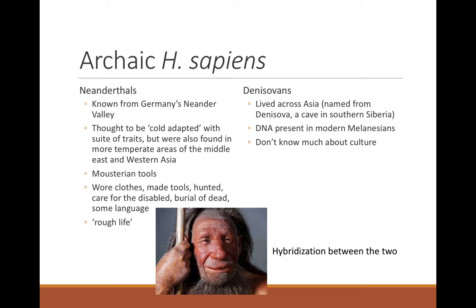Denisovans are a sister group to the Neanderthals. So we're talking about the same time period. Basically, presumably Heidelbergensis or some other archaic Homo sapien moved into the Middle East, and from the Middle East, Neanderthals branched westward, while Denisovans branched eastward. They lived in Asia. They're named from Denisova, which is a cave in southern Siberia.